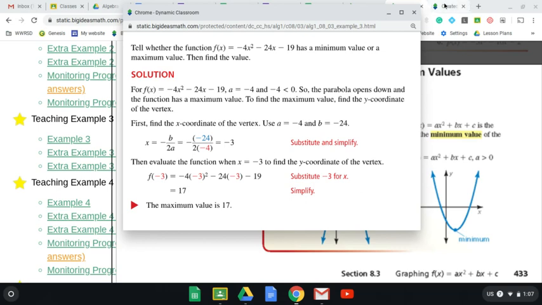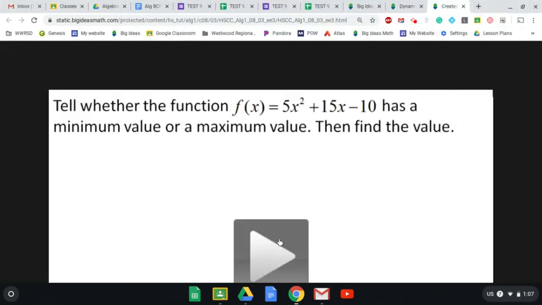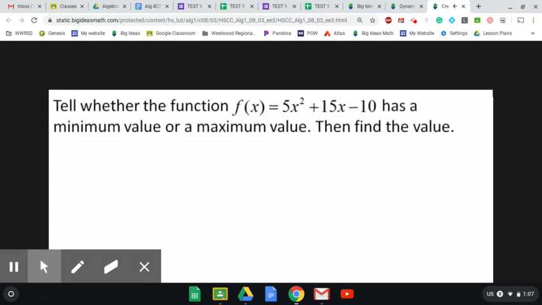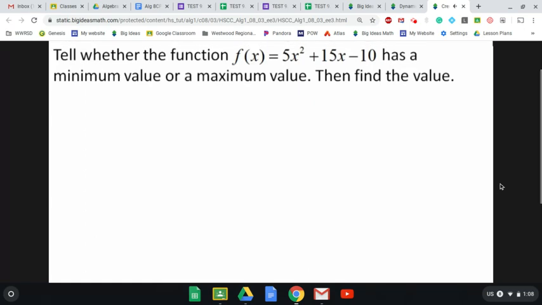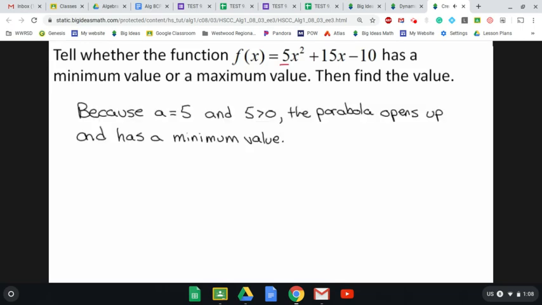Let's look at another example, and let's let Big Ideas explain. Tell whether the function f of x equals 5x squared plus 15x minus 10 has a minimum value or a maximum value. Then find the value. For f of x equals 5x squared plus 15x minus 10, a equals 5. Because a equals 5 and 5 is greater than 0, the parabola opens up and has a minimum value. To find the minimum value, find the y-coordinate of the vertex.